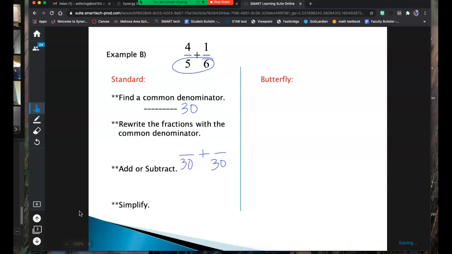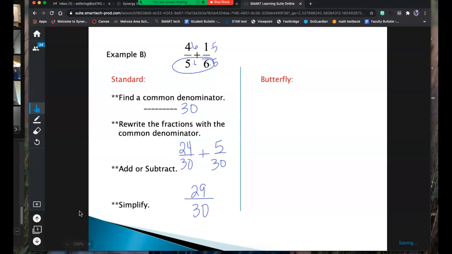So if you were going to use the standard method, 5 times 6 is 30, so the top number would be 24. 6 times 5 is 30, so there the top number would be 5. And then you just add 24 plus 5, which is 29 over 30.